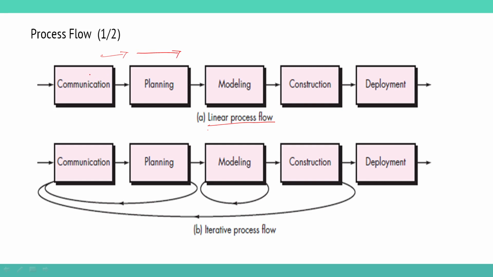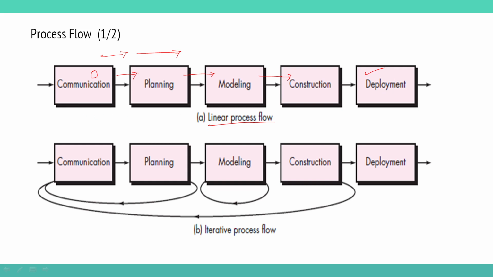So first you have to conduct the communication process. After getting the communications, you have to go for the plan. Then you have to go for the modeling. Then finally you have to go for the development, that is called the coding and testing process. And finally you will deploy the process, that is called deployment, that is making the system operational. So this can happen in a sequence only. That is why it is called a linear process.